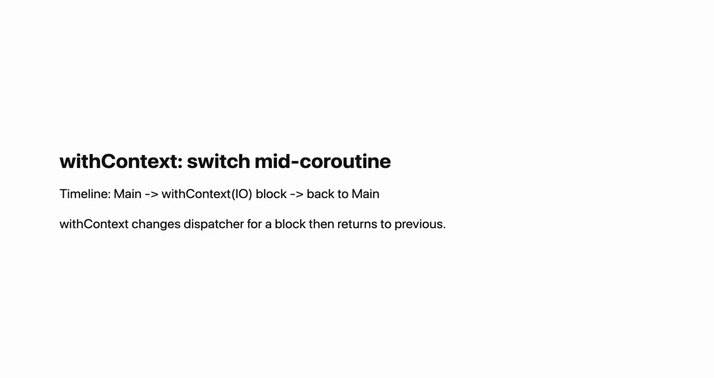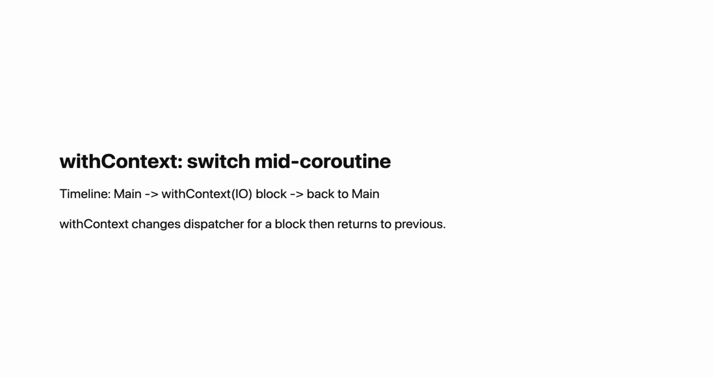withContext is a suspend function. It suspends in the current context, resumes in the new context. This is cleaner than launching separate coroutines. Your code stays sequential, but parts run on different dispatchers.